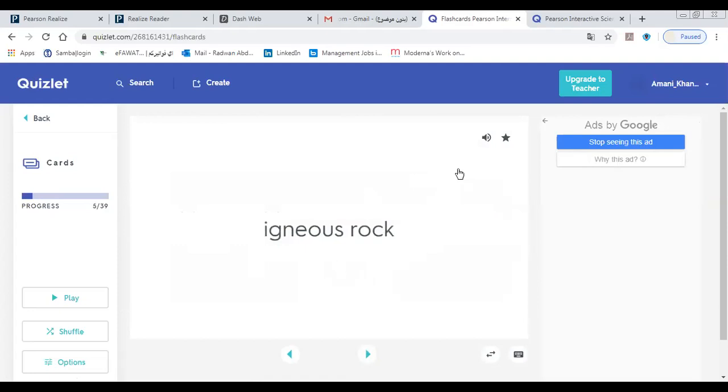Now, who can read this word? Okay, excellent. Igneous rock. What is the meaning of igneous rock? Listen. Rocks that form from molten rocks. Excellent. Rocks that form from molten rocks.